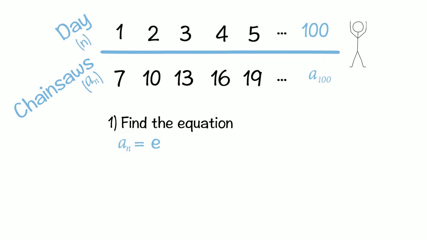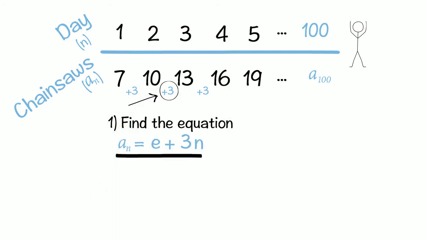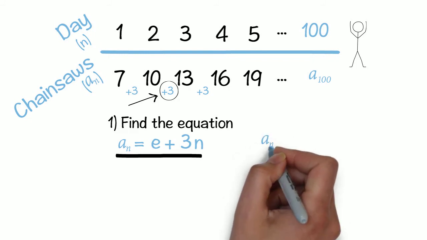Next, we're going to look at the sequence again, and we see that every day he adds 3 more chainsaws. So we're going to add to our original amount e, 3. And since it's every day, we're going to put an n in place of day. Guys, this is our equation, and from here on out, we'll be using equations where differences are the same throughout the entire sequence.